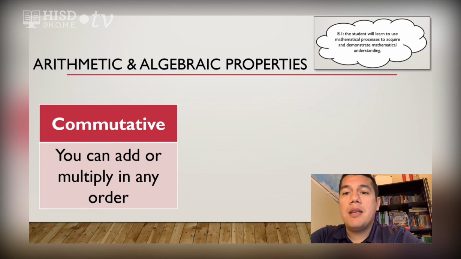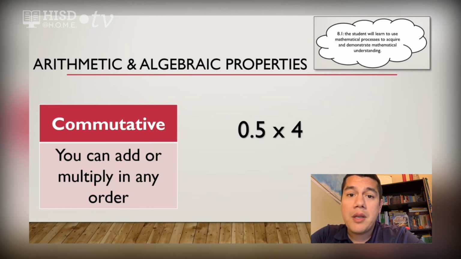And this is just saying that addition and multiplication can be done in any order. So let's see an example so you can see how it looks with numbers. Let's say that I have the multiplication 0.5 times 4. Or we can say that we have 50 cents and we have 4 50 cents. If we multiply the 50 cents times 4, it will give me a total of 2.